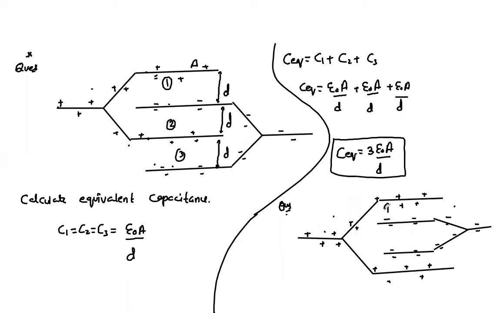This positive and negative plate will make a capacitor. But since these 2 plates are negative, it's not a capacitor. This one positive and negative plate will make a capacitor. You have total 2 capacitors. Okay, one more thing. So you have 3 capacitors, C1, C2, C3.